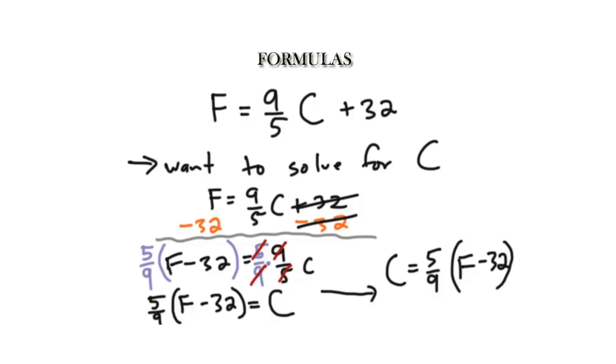So we solved for C. Now if you know the temperature in Fahrenheit, you can plug it into this formula and you will get the degrees in Celsius. And we're done.